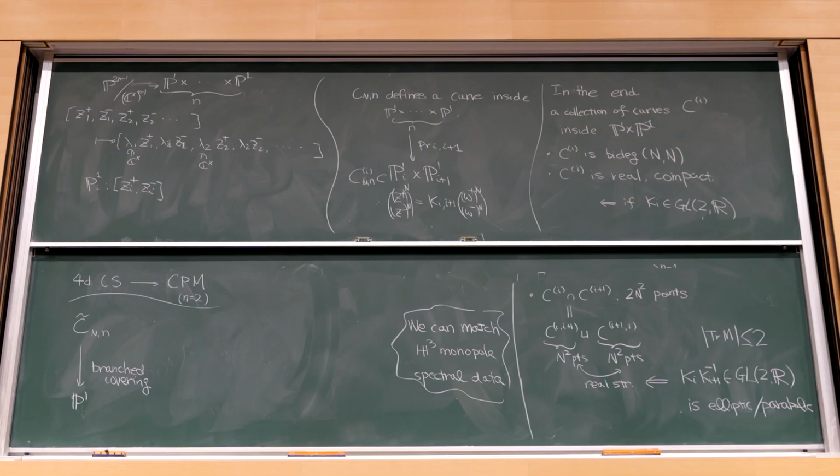So branch covering means that the map is not one-to-one. In general, it is many-to-one, and then you can go around and end up on a different sheet. That is a completely general theorem: you have a Riemann surface, and you can represent it as a branch cover over P1. That's a very general theorem, so not specific about this case.